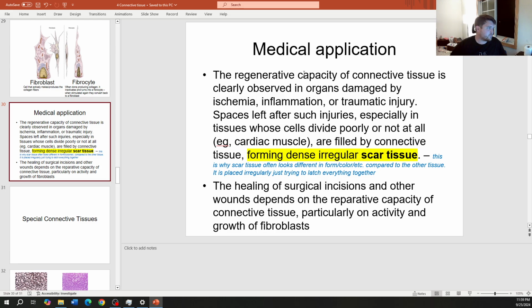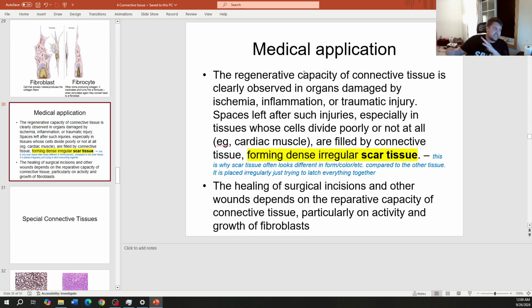Inflammation or traumatic injury. Space is left after such injuries, especially in tissues whose cells divide poorly or not at all, like the cardiac muscle, and is filled by connective tissue, which forms dense, irregular scar tissue. Which is why when you have a heart attack and those cardiac cells die, the body doesn't really have a choice but to throw a bunch of scar tissue down in there. And because that scar tissue is there, it's much harder for the heart to expand to do what it's supposed to do normally. Part of this is because the heart and the muscles were designed a very specific way to stretch and to fill and to move a specific way.